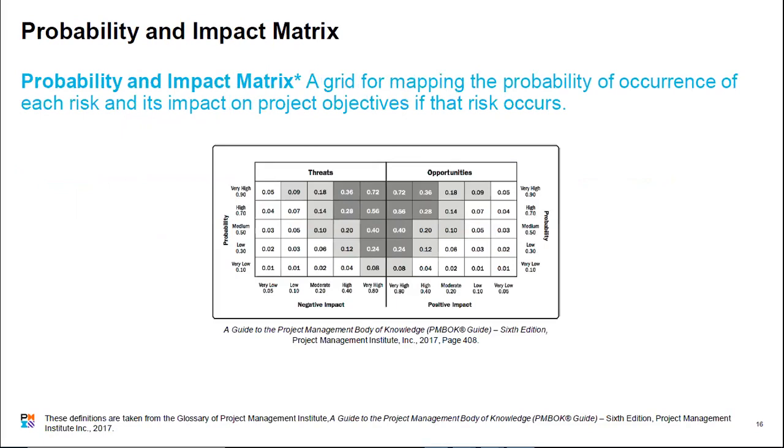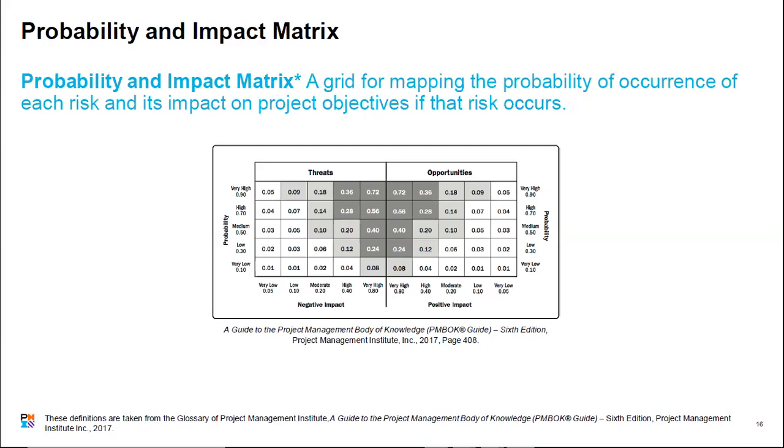An example of qualitative risk analysis is the probability and impact matrix that you need to create. It's a grid mapping the probability of occurrence of each risk and its impact on the project objectives if that risk occurs. An example is what you have on your slide, where your risks are classified initially into threats and opportunities, and you have the levels of impact of those risks: very high, high, medium, low, very low.